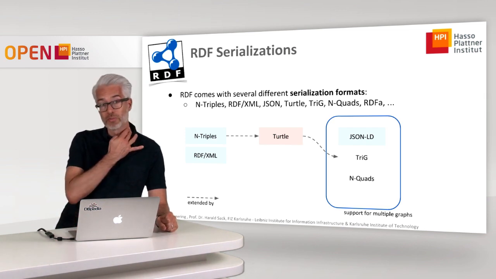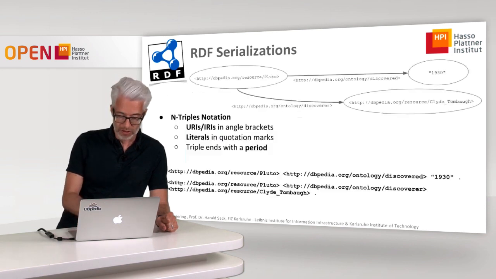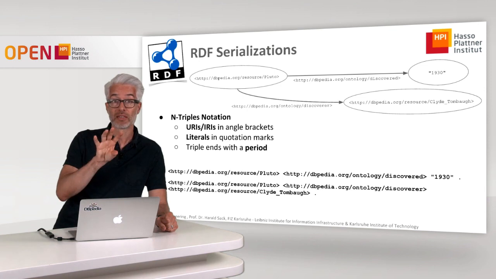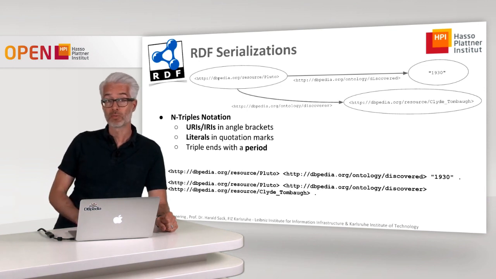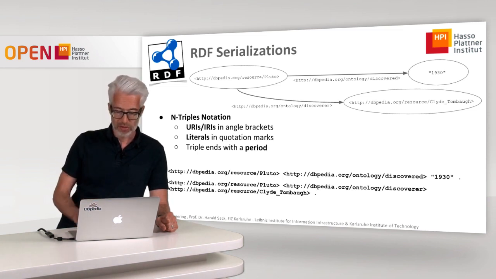For us in the course, the most important one is the Turtle format, and everything then will be in Turtle. But first, let's have a look at some of the different formats. So we start with the N-Triples format, or N-Triples notation. We have already seen that. So URIs or IRIs are written in angle brackets, literals in quotation marks, and the triple usually ends with a period. That's it.